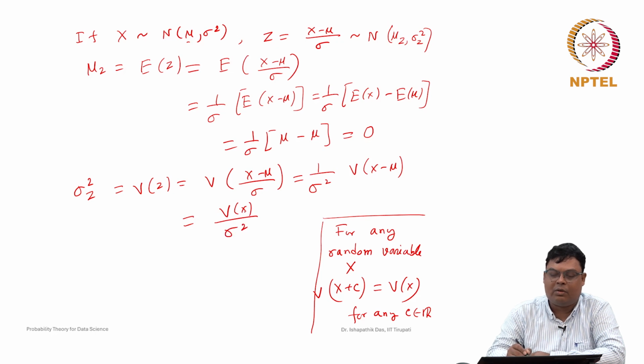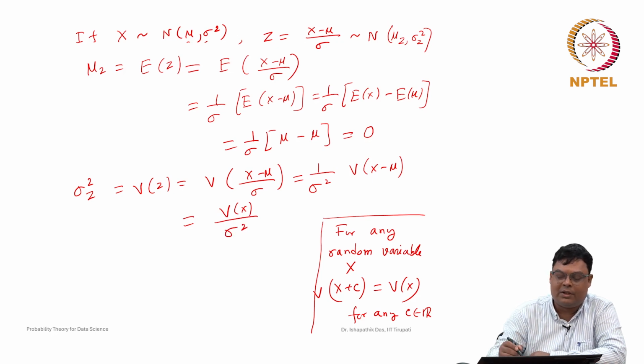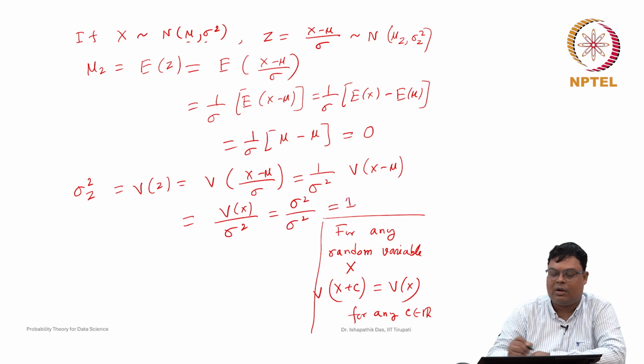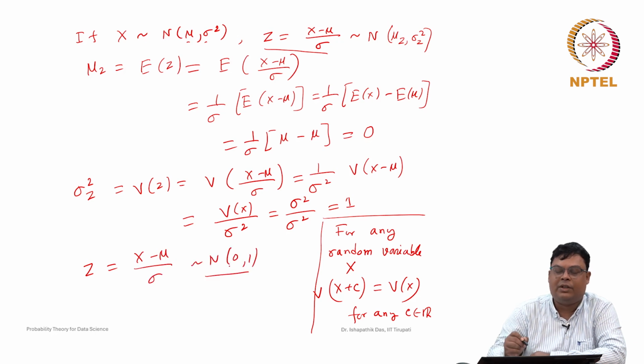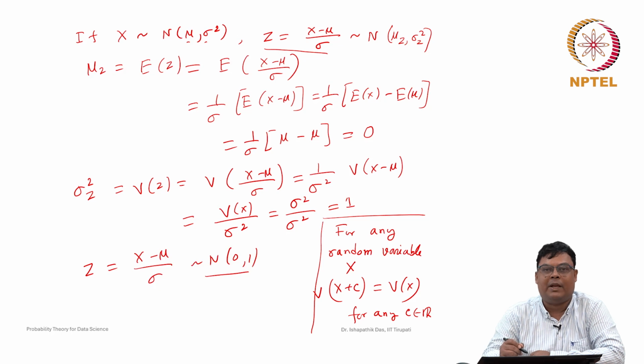Now, what is the variance of x? The variance of x is nothing but the parameter sigma squared. So this is sigma squared by sigma squared, which is equal to 1. So if you take the transformation z equal to (x minus mu) by sigma, it is nothing but normal(0, 1). This is the standard normal variate.